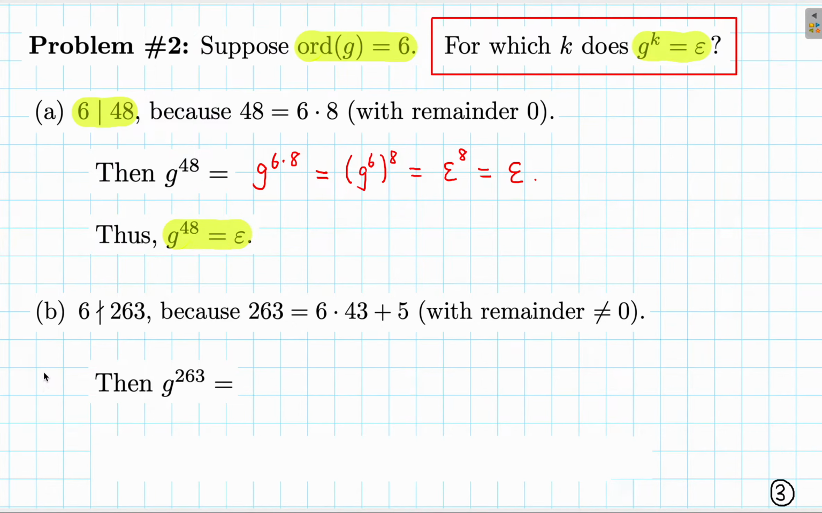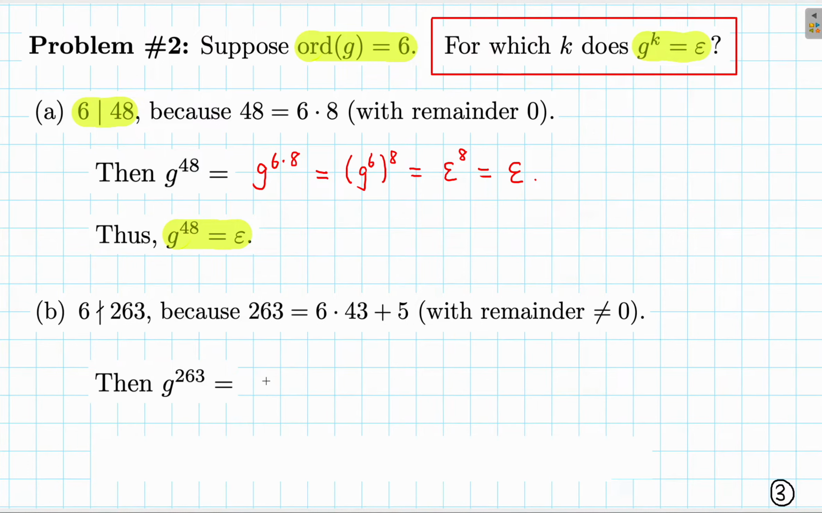Now let's look at the case where we have an exponent that is not divisible by 6. So 6 is not a divisor of 263, because when we try to divide 263 by 6, we get 6 times 43 plus 5. And so we have a non-zero remainder. Here we have a remainder of 5. Now let's see what happens if we raise g to the 263rd power.